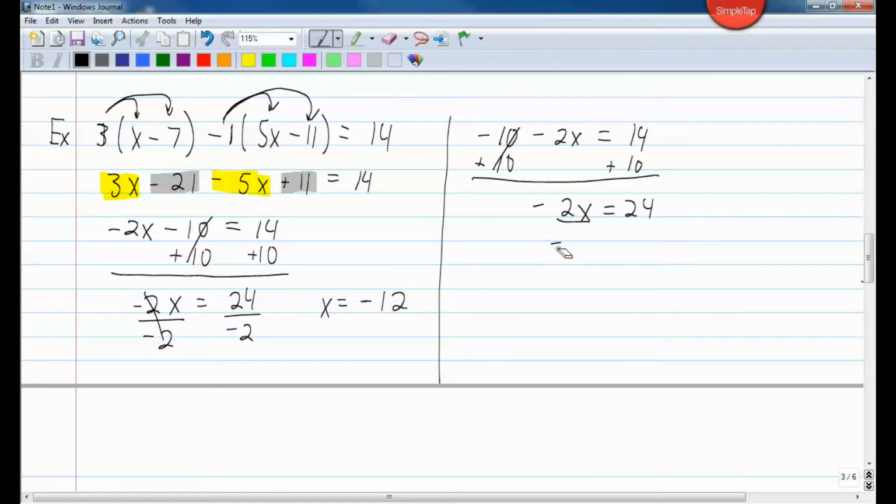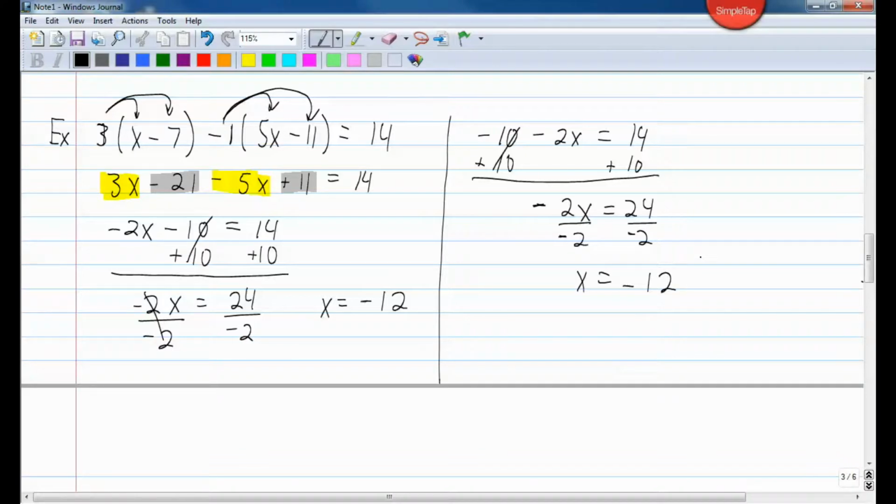Another thing that students will commonly forget is on this step right here, if I have a negative 2x, they'll just divide both sides by 2, and then they'll get x equals 12. Well, let's make sure that if you do have a negative, you divide both sides by negative 2. Just a couple of common mistakes that students make a lot.